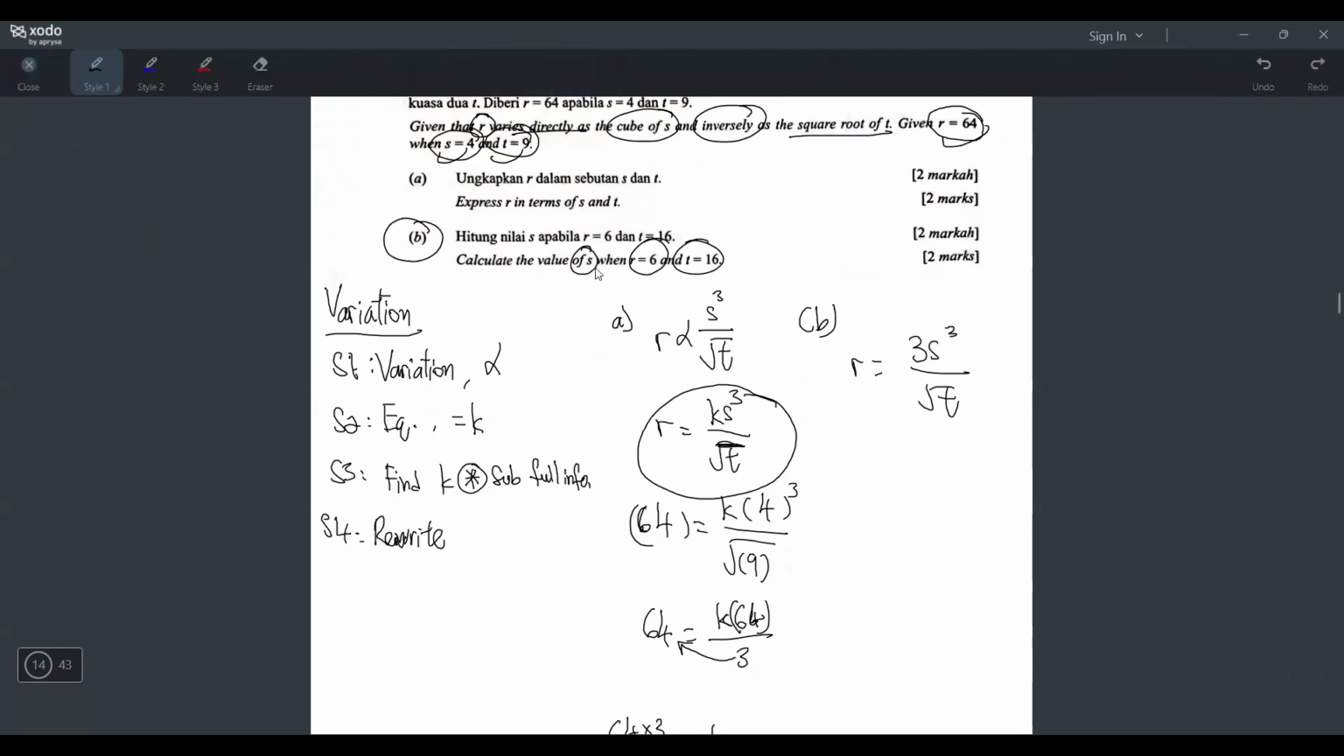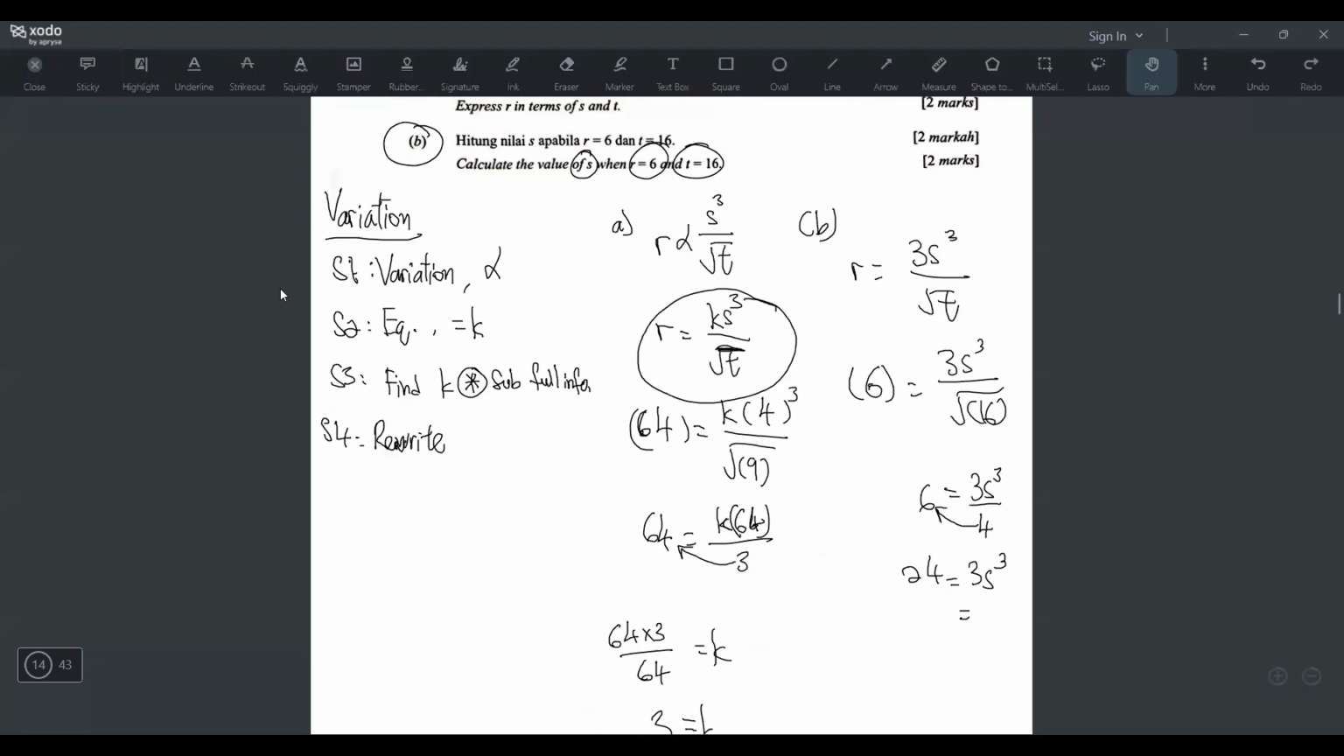So what do they want? Calculate the value of S when R is 6, T is 16. So just substitute. They want to find S. If they want you to find S, what must they give me? R and T, both. Did they give it? Yes, R is 6, and T is 16. So substitute. It becomes 3s power 3 over square root 16. You press and get 4. So you get 6 equals 3s power 3 divide 4. Move it over and it becomes times 4. 6 times 4 is 24.